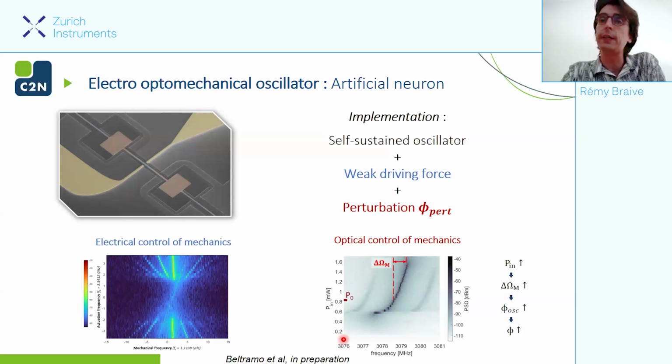So here, what we see is the frequency of our system, around 3 gigahertz, as a function of the power that we input in the structure. And what we see is that there is a drift of the mechanics as a function of the power. And this drift in frequency induces a shift of the phase of the oscillator, so we can control this phase difference. We create a phase perturbation in our system by just jumping, or suddenly increasing, the power from P0 to another value. So this is what we are doing.